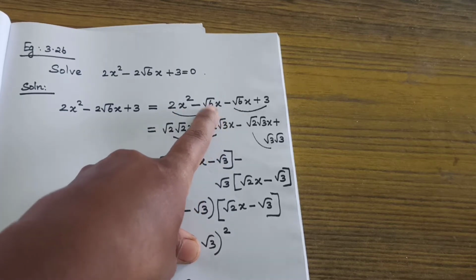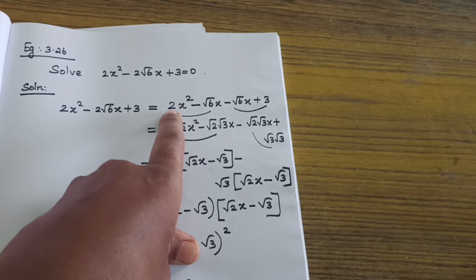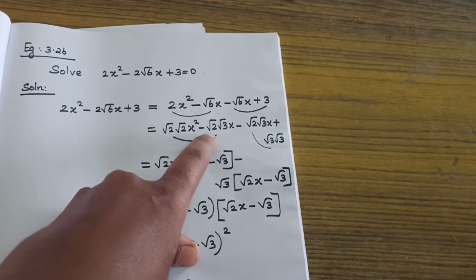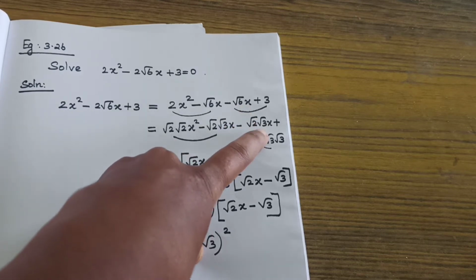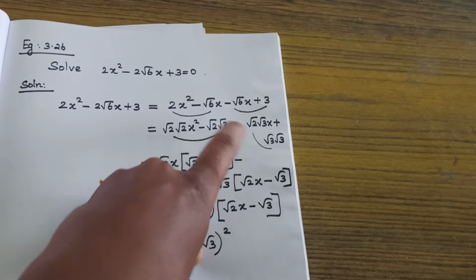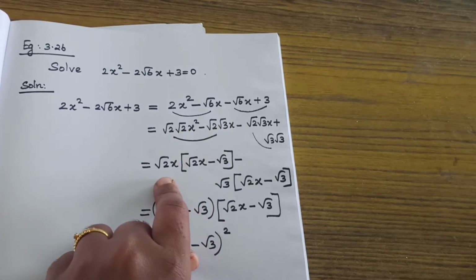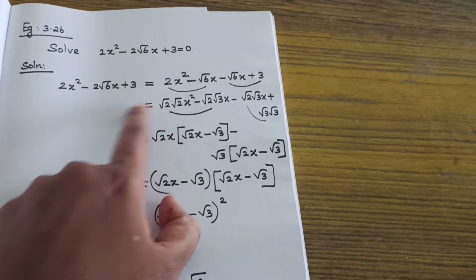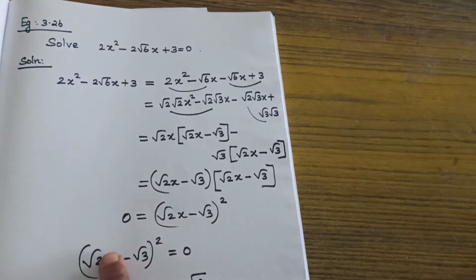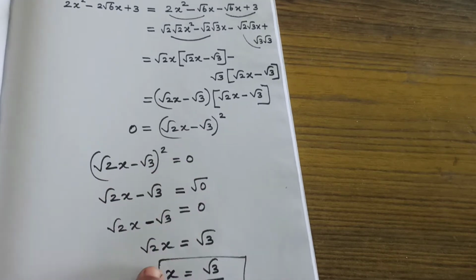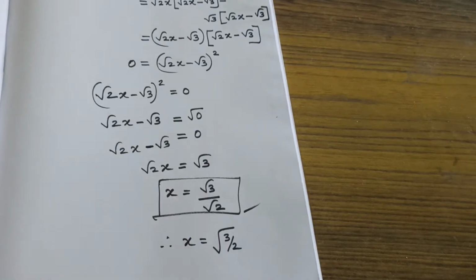Then, since it is a root number, we need to write all the numbers as root numbers. So, 2, I can write as root 2 into root 2. Root 6, root 2 into root 3. Then, root 6, root 2 into root 3. And 3, root 3 into root 3. Then, two terms you need to combine, and among the 2 terms, you need to take the common outside. After taking common outside, this value equal to 0, already given in the question. So, this value equal to 0, and while solving we will get the x answer.